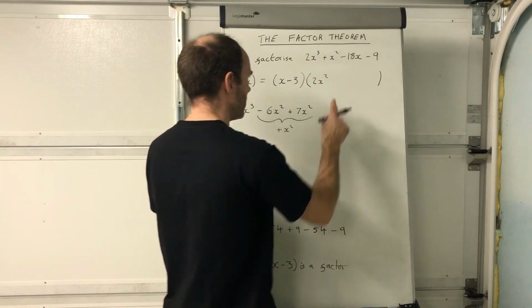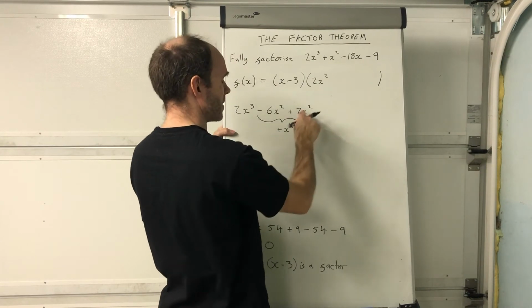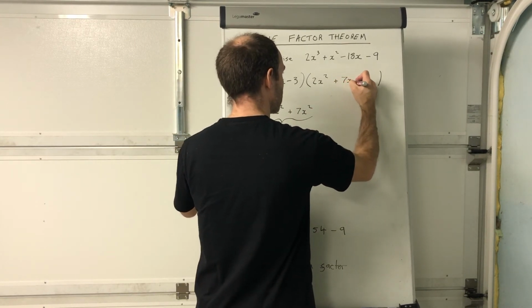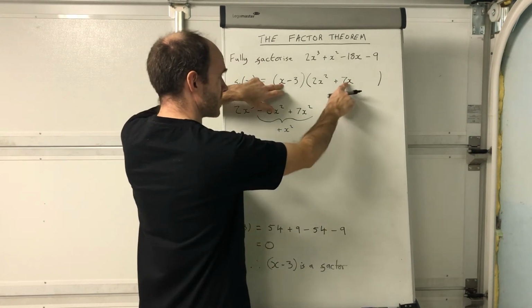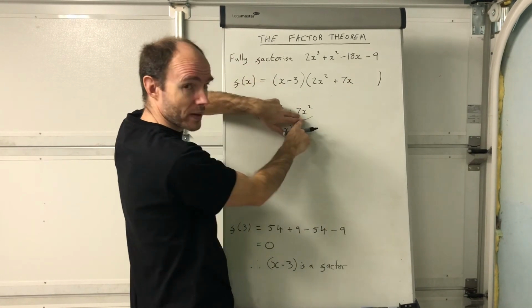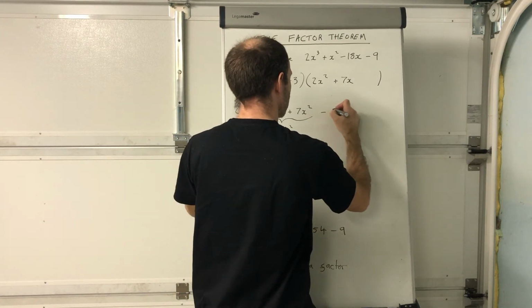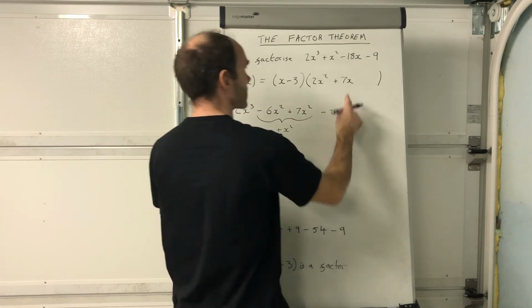Okay, so this term here, in order to get the plus 7x squared, has got to be plus 7x. You can see that because x times 7x gives us 7x squared. And then if I do that times that, it gives me subtract 21x. Let's compare it with this.